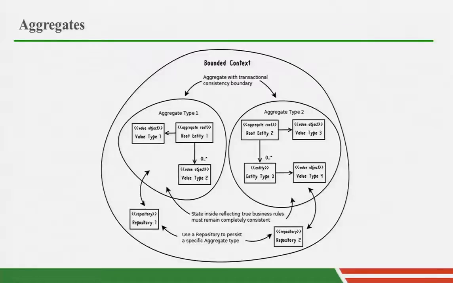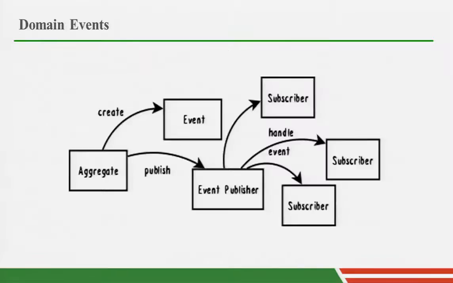A couple weeks ago, I taught my class in Bogota, Colombia, and one of the guys tweeted after the class, "I went back to work the day after the class, and now everything looks like a value object." It's very powerful stuff, and you can test them and reduce the number of bugs that you have by using value objects. So this is kind of the aggregate idea. Let's move on. Domain events.